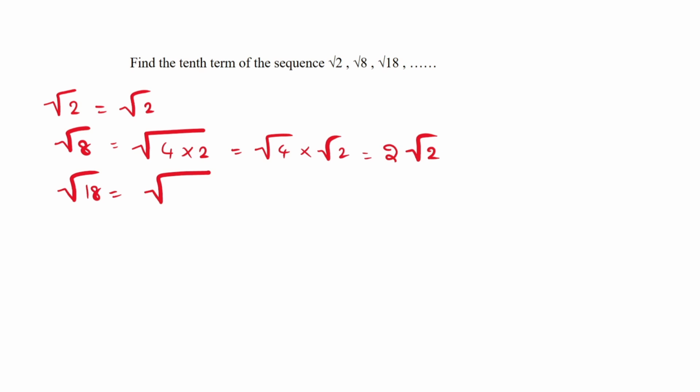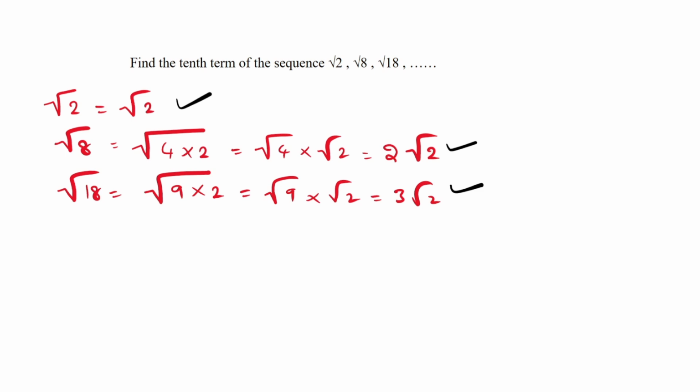So for example, if I take 18 as 3 6, 3 is not a perfect square, 6 is not a perfect square, so there is no use of taking this one. So I'll go with something else, that is 9 twos, because 9 is the square of 3. So now I'm separating this as root 9 into root 2, which equals root 9 is 3 into root 2. So now we got all the three numbers. That is, first one is root 2 and the second one is 2 root 2 and the third one is 3 root 2. Now he is asking to find the 10th term, right?